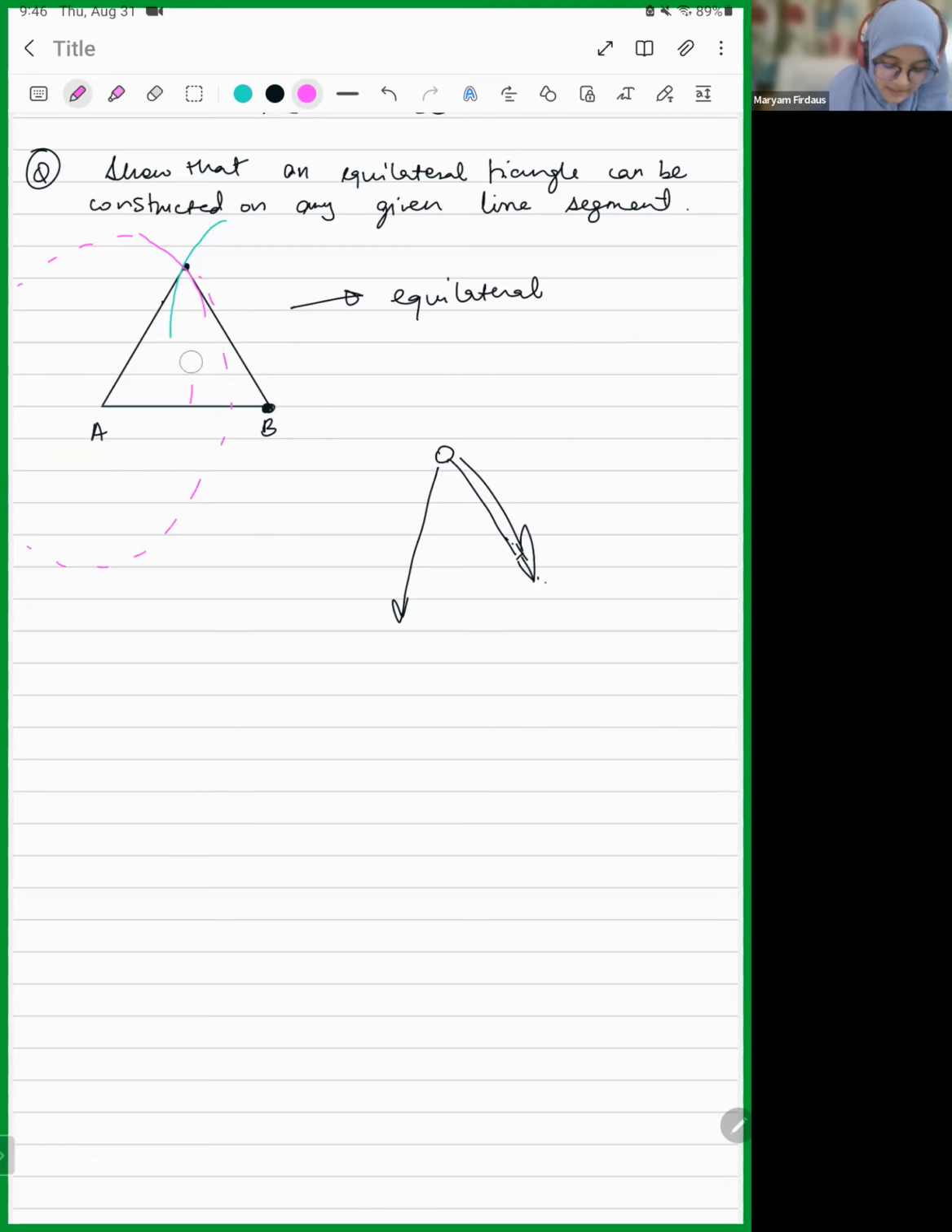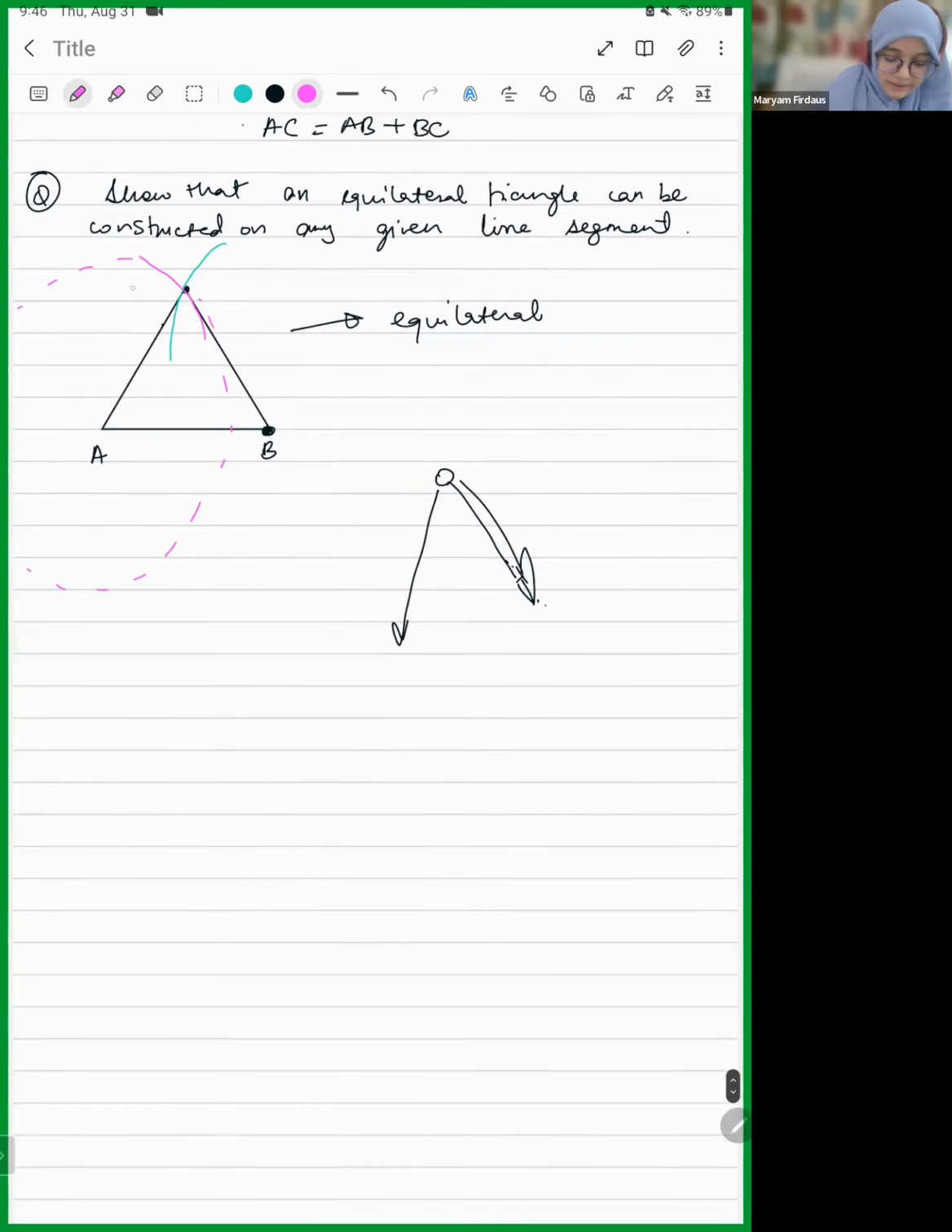I have made a very rough diagram. That's why it doesn't look like a circle, but it's a rough diagram. So this is a circle. Remember that A is the center of this circle, with A as center and the same radius. What radius have we taken? We have taken this as the radius, right? So all of the sides are equal.